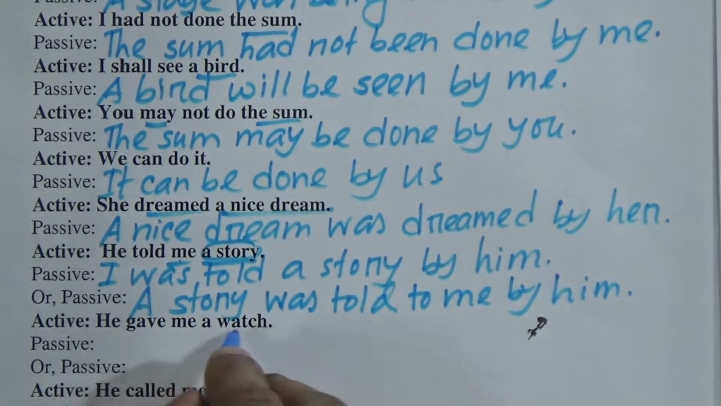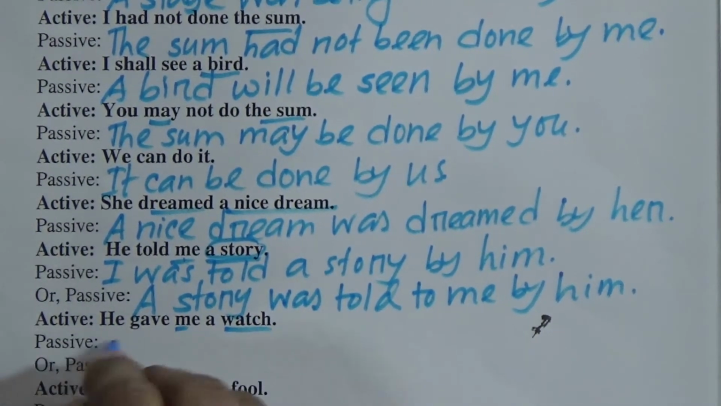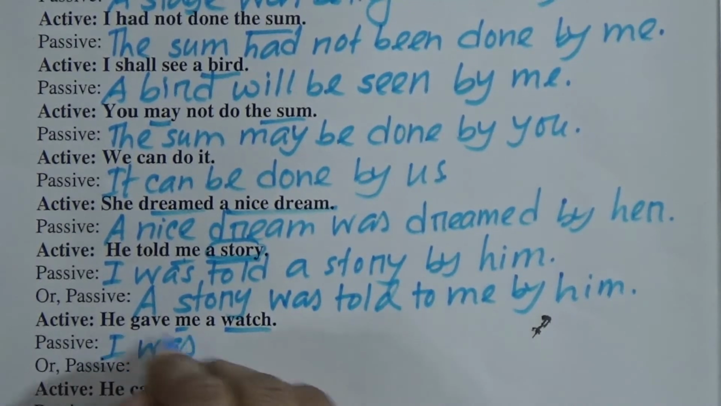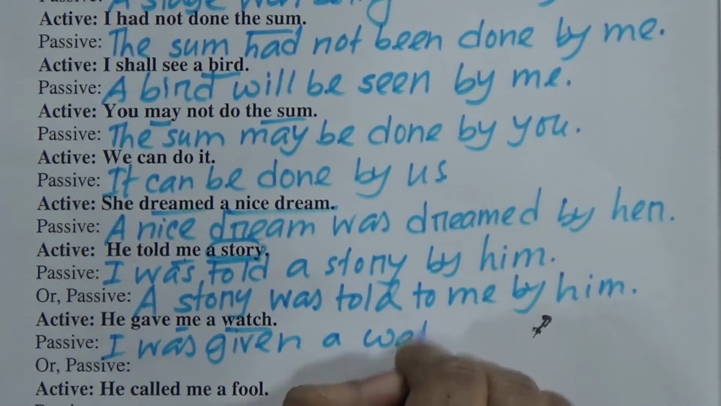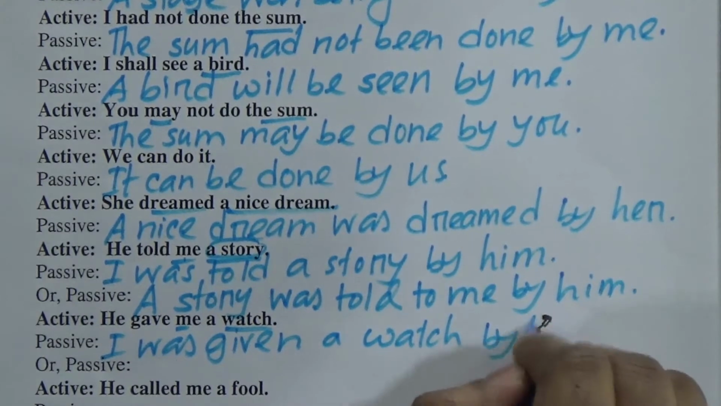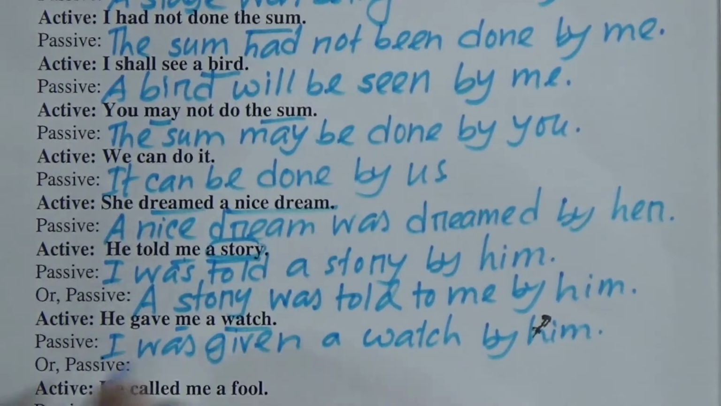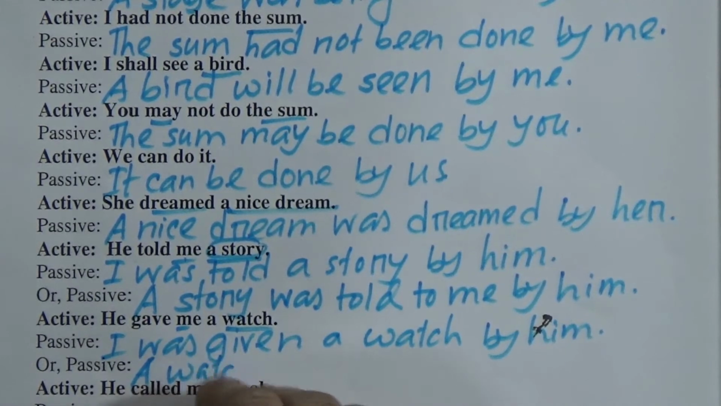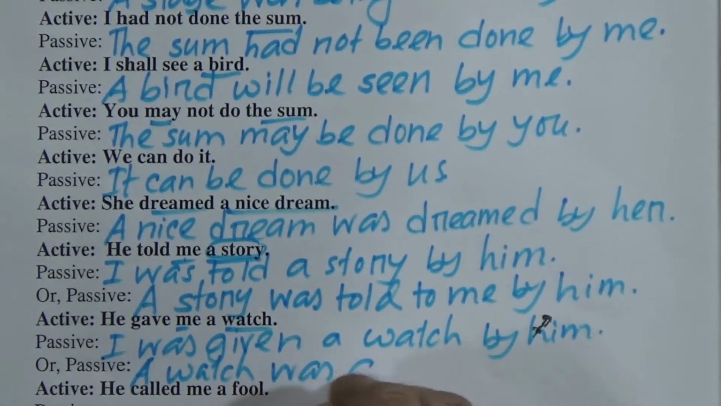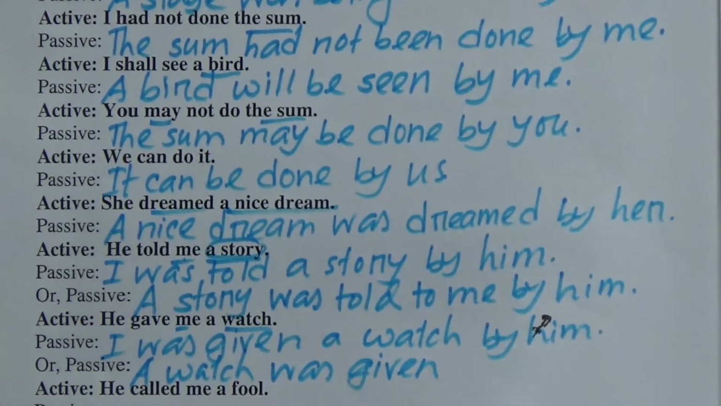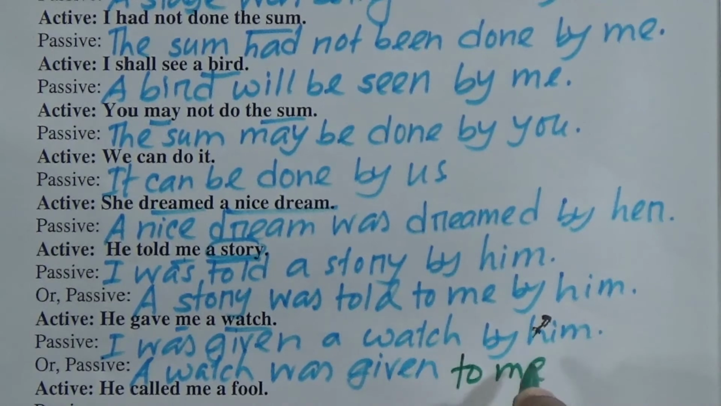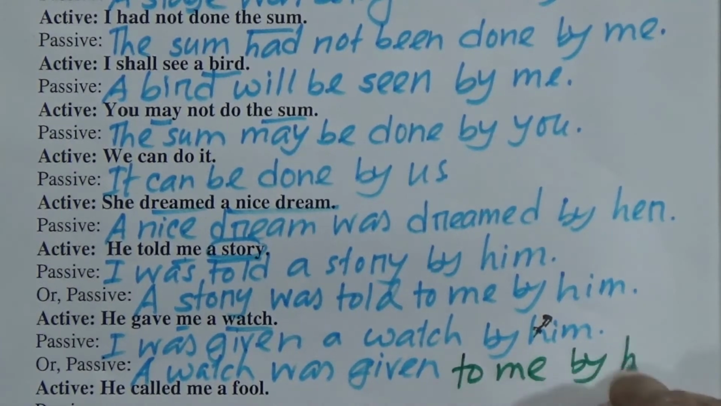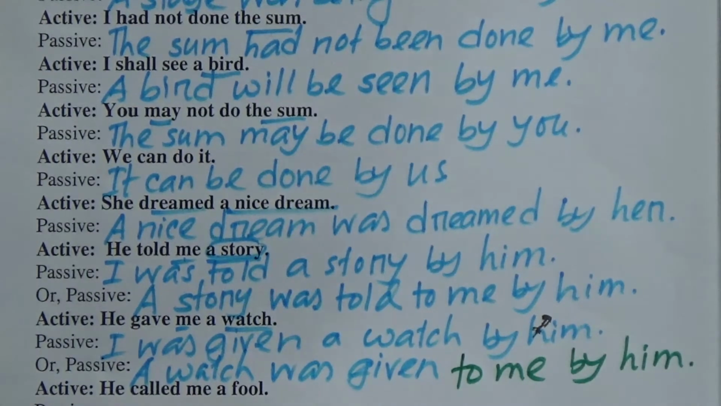He gave me a watch. A watch here is an object, and me is an object. We take the first object. Past indefinite tense, that's why I was given a watch, retained object, by he will be him in the objective form. We can change it taking the second object. Was, past indefinite tense, that's why was will be used. Past participle of main verb, was given. Then we can use to me. Before the indirect object we have to add to or for. A watch was given to me by him.